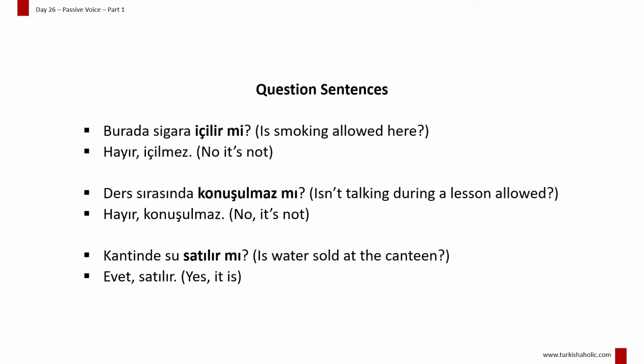To make question sentences in passive voice, we add the mi, mı, mu, mü after the passive voice suffix. Burada sigara içilir mi? Hayır, içilmez. Ders sırasında konuşulmaz mı? Hayır, konuşulmaz. Kantinde su satılır mı? Evet, satılır.